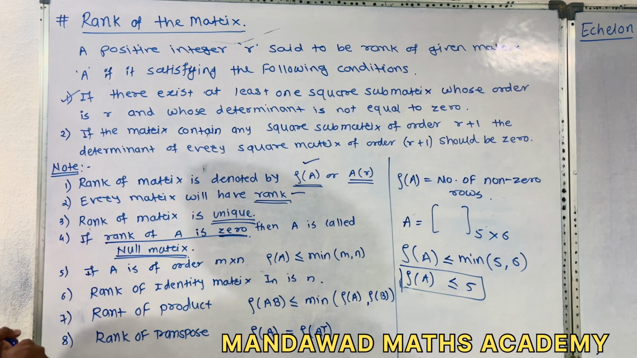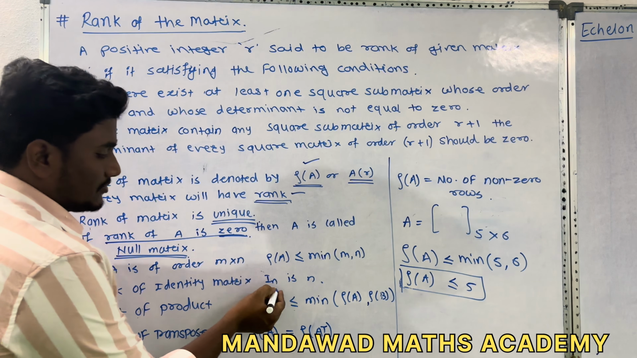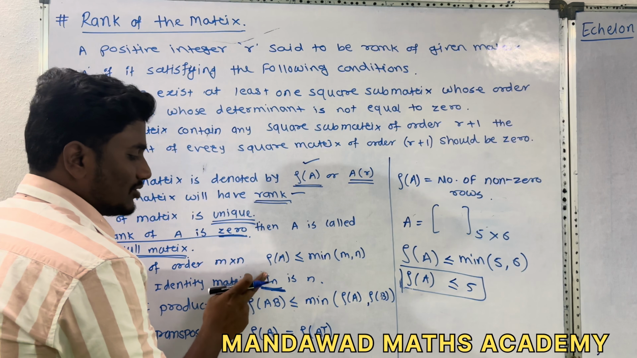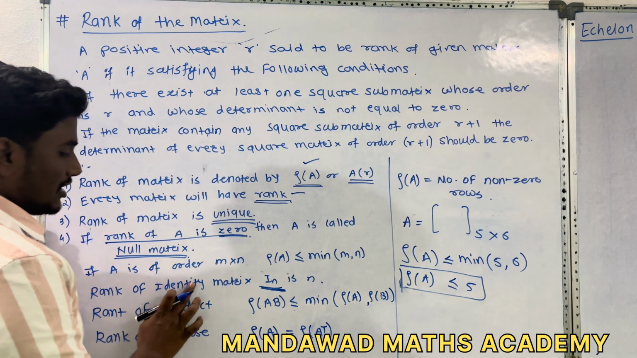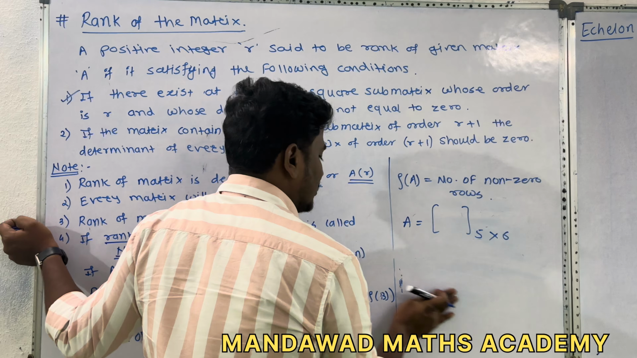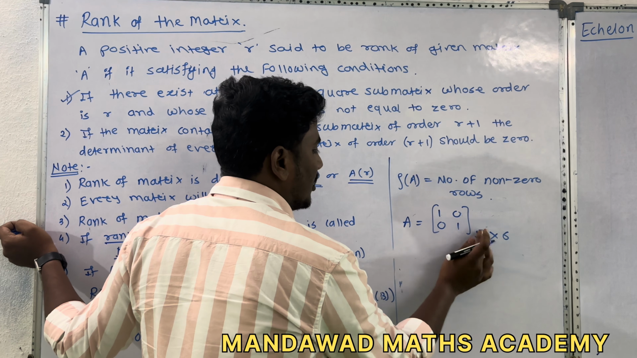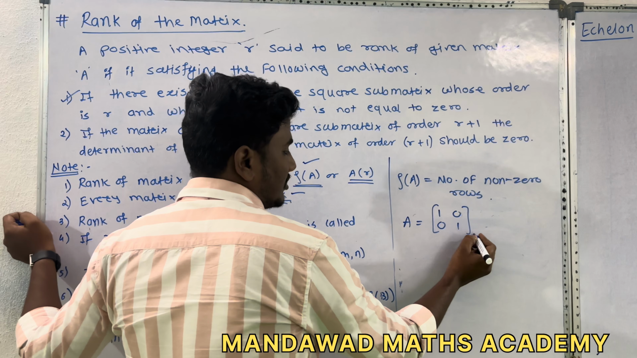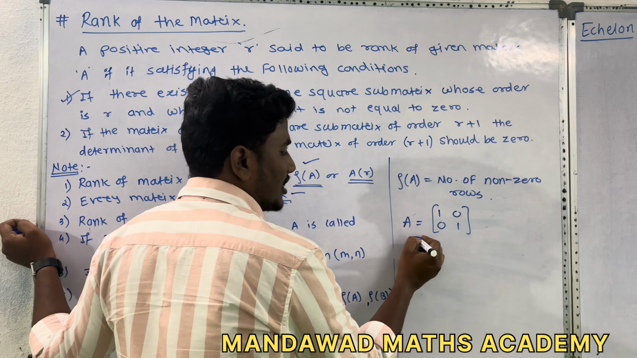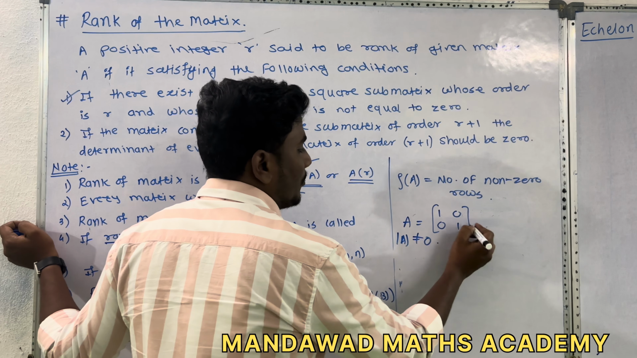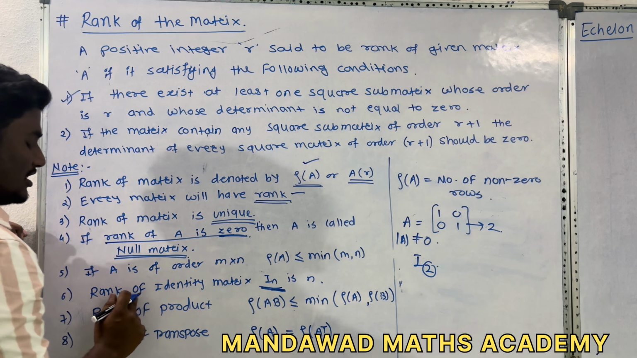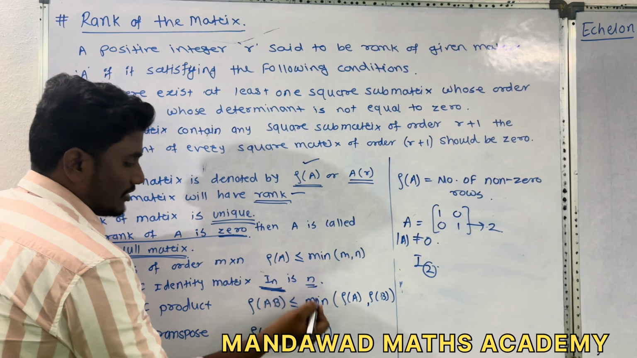Next one, the rank of the identity matrix. The determinant of an identity matrix is not equal to 0. Therefore the rank of the identity matrix is the order of that matrix. Suppose we take 1 0 0 1. This is the identity matrix. It has two non-zero rows, or we check that the determinant of this matrix is not equal to 0. Therefore the rank of the matrix is 2. What is the order of this? 2. Therefore the rank of the identity matrix I n is n.